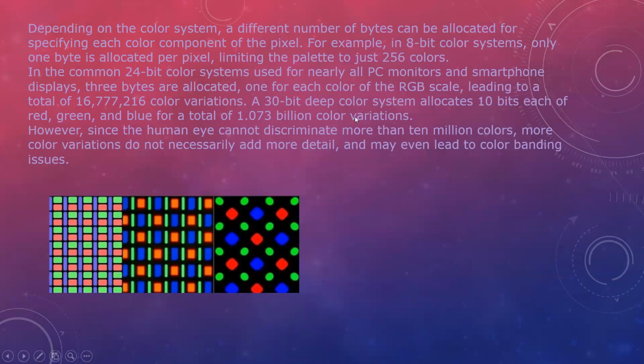A 30-bit deep color system allocates 10 bits each to red, green, and blue for a total of 1.073 billion color variations. However, since the human eye cannot discriminate more than 10 million colors, more color variation does not necessarily add more detail and may even lead to color banding issues. So only red, green, blue plays an important role in the pixels.